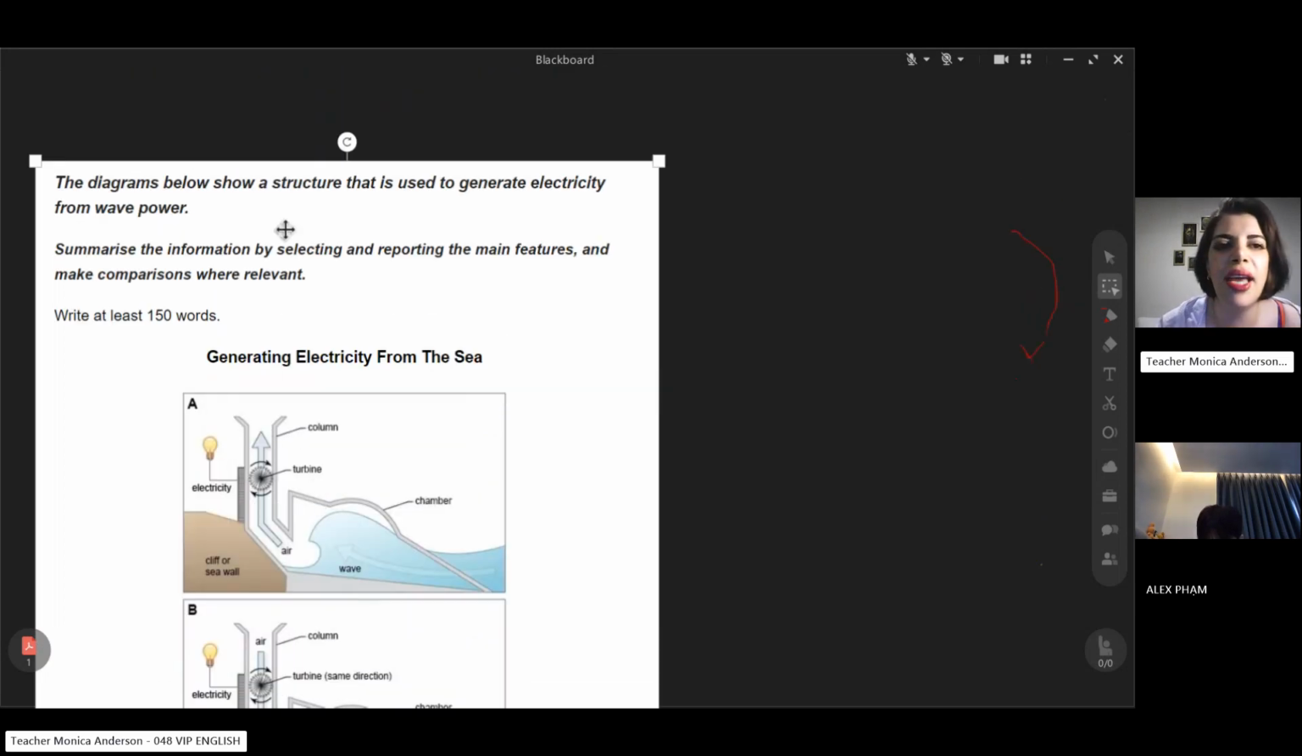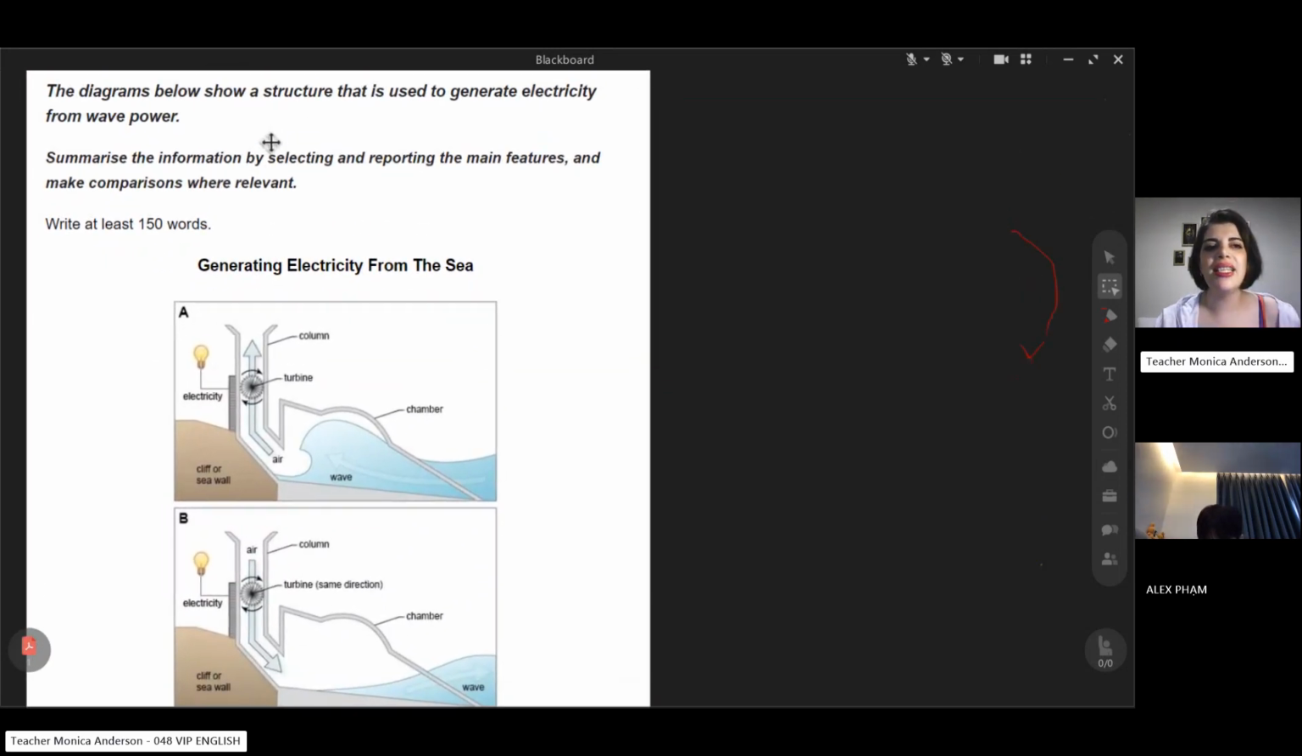We have time. So first of all, Alex, could you read the title and tell me what we need to do? The tide is generating electricity from the sea. Yeah, so as we talked, how many stages are there in this process diagram? How many? Two. Yeah.